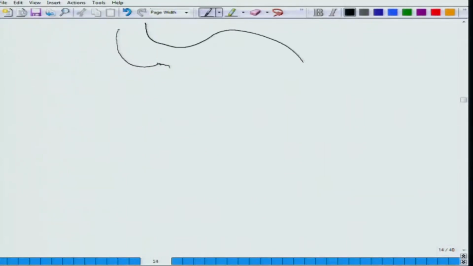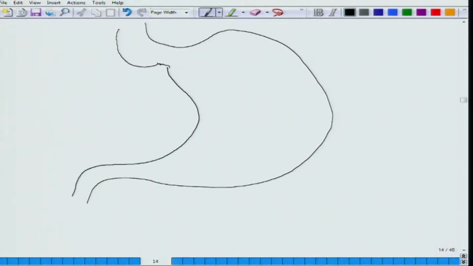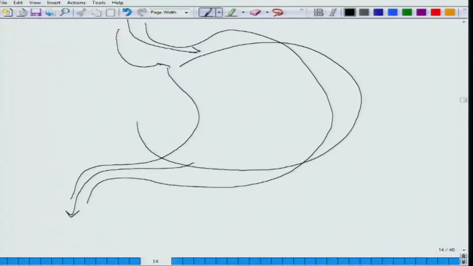Okay, something like this. So, the food is coming. I am showing you the arrow. This is how the food is entering, and this is where the food moves to the small intestine. And whatever happens, everything happens in this zone. Okay. So, if you look at the very basic structure of it, it is divided into 4 different parts.